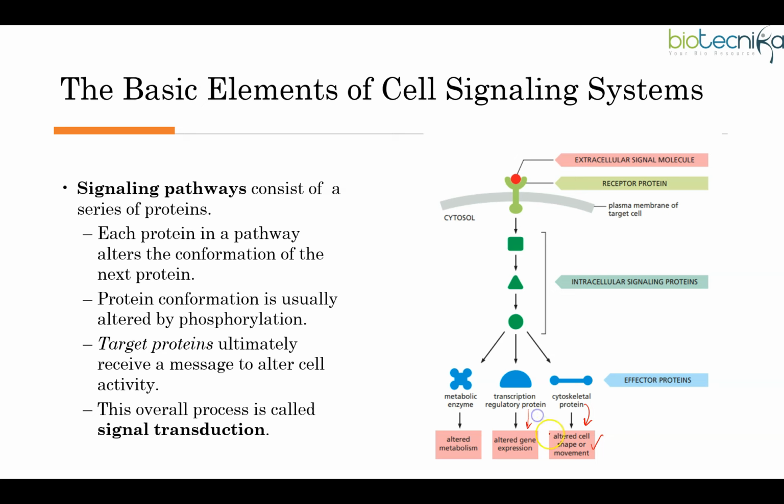If it is a transcription regulatory protein, then we will see change in the gene expression. And if it is an enzyme, then we can see an altered metabolism in this process. So as you can understand, signaling pathways consist of a series of proteins, and they should be in the exact same order. Each protein in the pathway alters the conformation of the next protein. So until and unless one order is achieved, the next sequence of event cannot take place.